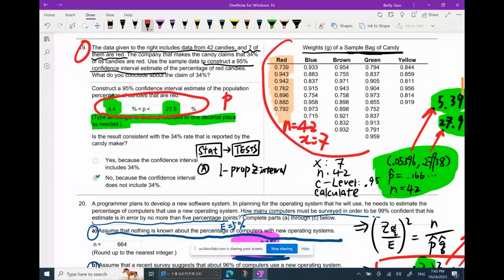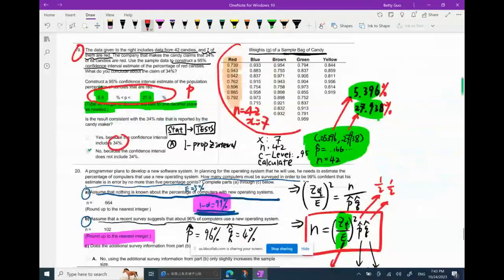The interval is from 5.4% to around 28%, right? It's actually to the left of what they claim. They claim 34%. They overestimated the percent of red candies in a bag. So we should answer no because the confidence interval does not include the 34%. That's how we actually test the claim that is given by the question.